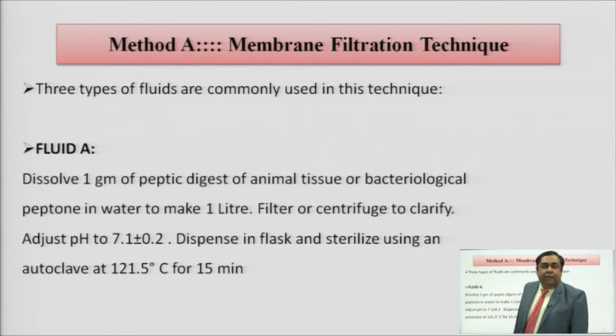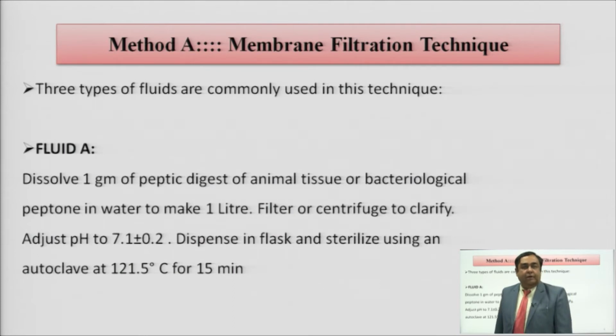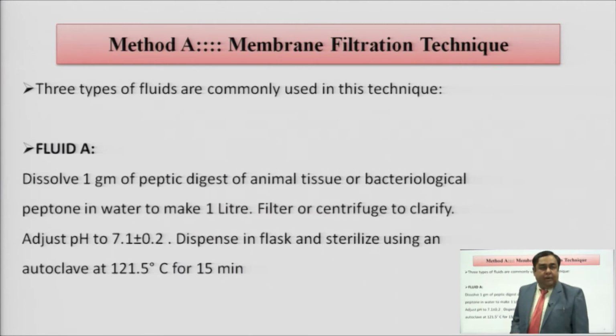Now, there are various diluting fluids. These fluids are commonly used. Fluid A, where we dissolve 1 gram of peptic digest of animal tissue or bacteriological peptone in water to make a volume of 1 liter. Filter or centrifuge to remove the suspended solids, the pH to be adjusted to 7.1 plus minus 0.2, dispense in a flask, and sterilize in an autoclave at 121.5 degrees for a period of 15 minutes.